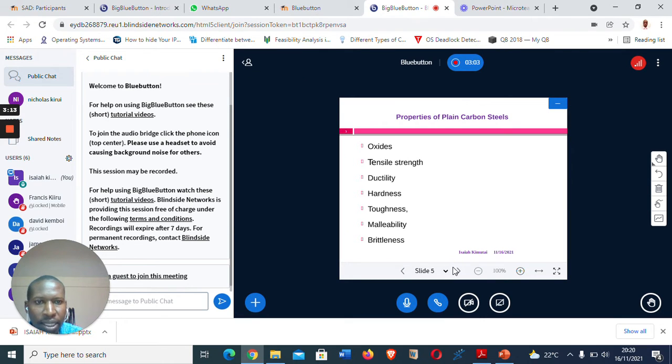We have a number of properties of plain carbon steel. One is tensile strength. We have ductility, hardness, toughness, malleability, and brittleness. The higher the carbon content of carbon steel, the more it increases malleability, toughness and hardness. When it comes to brittleness, cast iron is more brittle than plain carbon steel.